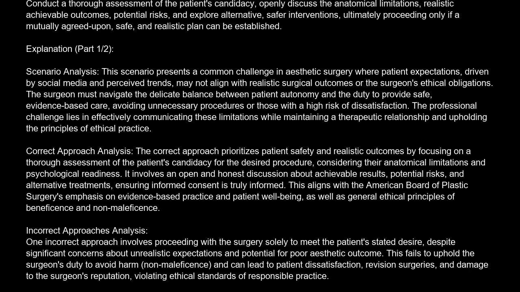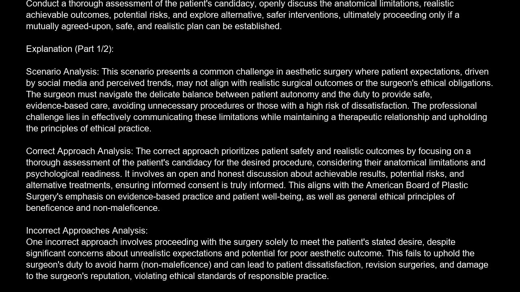Explanation. Scenario analysis. This scenario presents a common challenge in aesthetic surgery where patient expectation, driven by social media and perceived trends, may not align with realistic surgical outcomes or the surgeon's ethical obligations. The surgeon must navigate the delicate balance between patient autonomy and the duty to provide safe, evidence-based care, avoiding unnecessary procedures or those with a high risk of dissatisfaction.